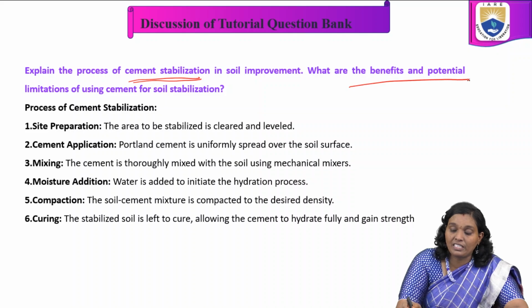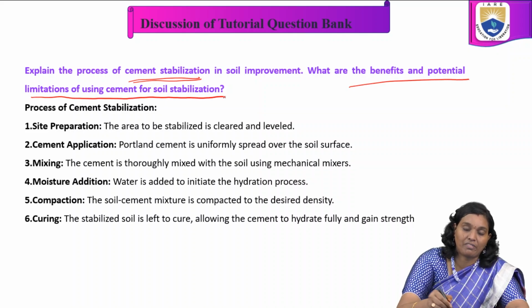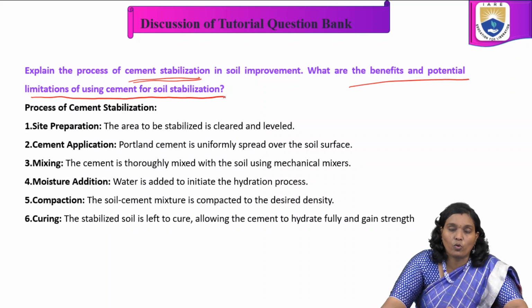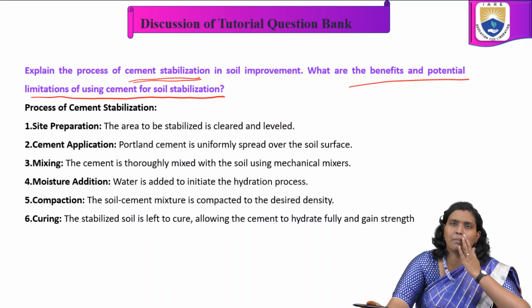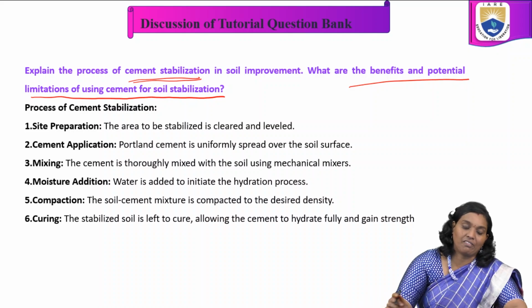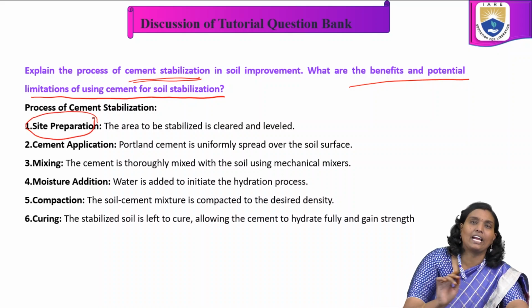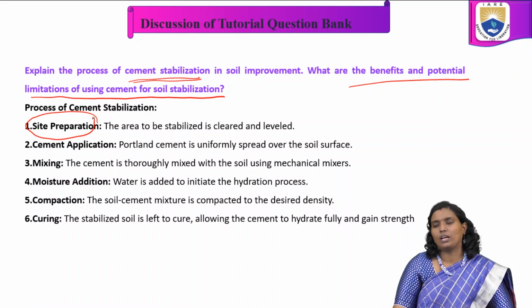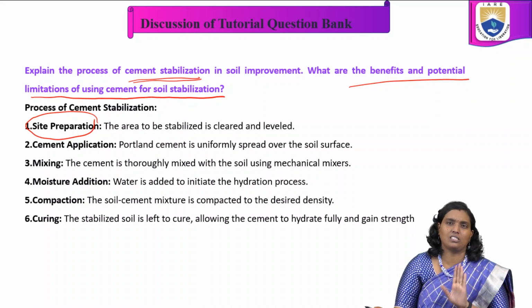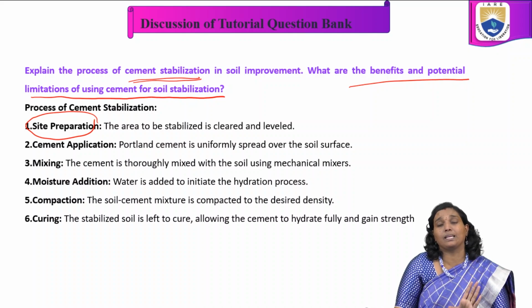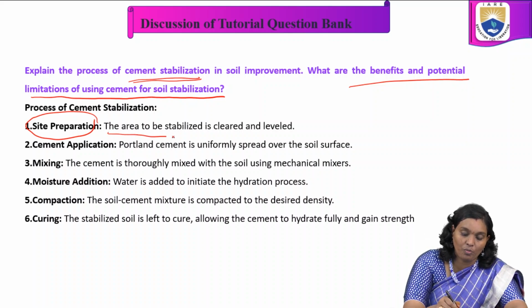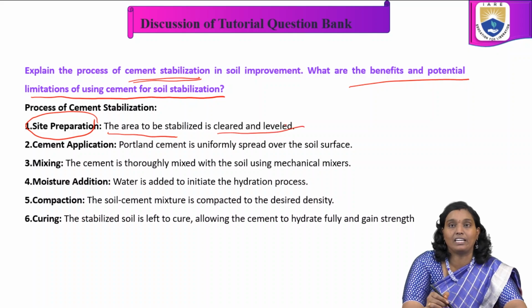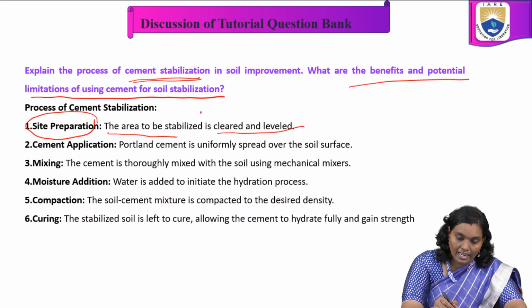What are the benefits and potential limitations of using cement for soil stabilization? This is the question. Now, the process of cement stabilization. Whatever the stabilization technique, the first one is site preparation. In any kind of ground improvement technique which we choose, in most cases site preparation is one of the primary steps. In site preparation, the area to be stabilized is cleared and leveled.